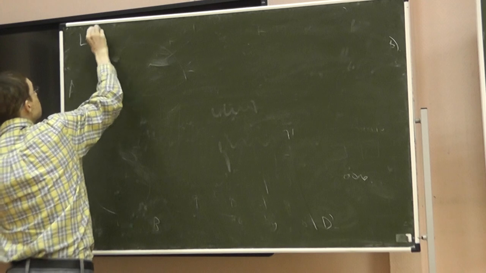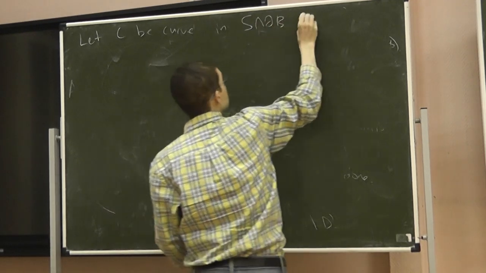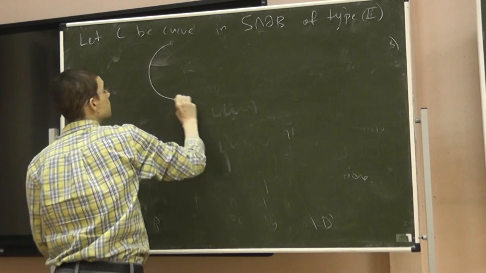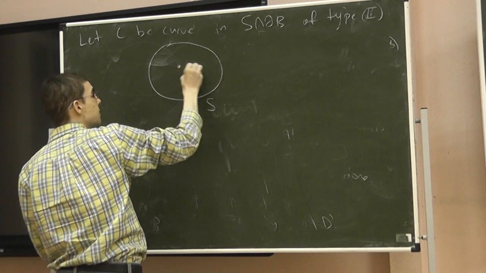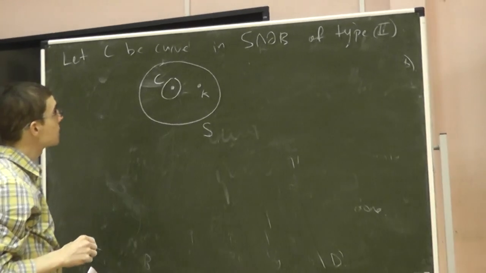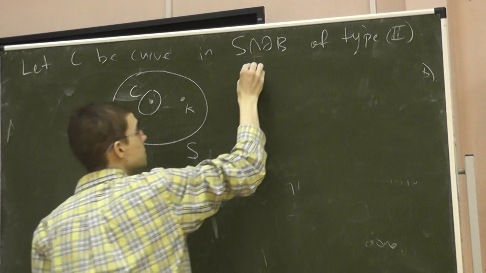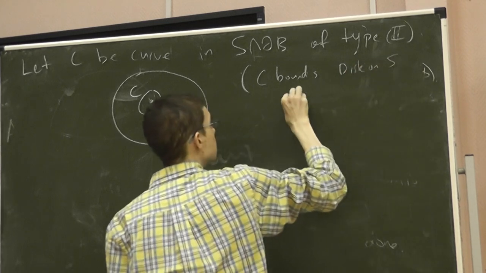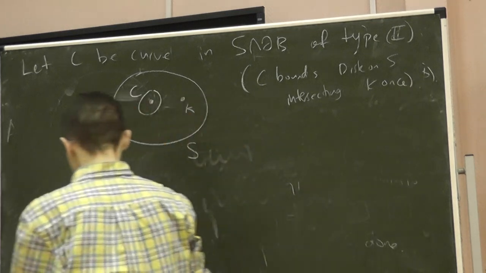So let C be a curve of type 2, which I'll draw a picture of. Remember, these were the ones where we had our two-sphere S, and type 2 were the curves where we had our knot K. Type 2 were curves of this form. They intersect the disk, intersecting K at one point. So consider such a curve.